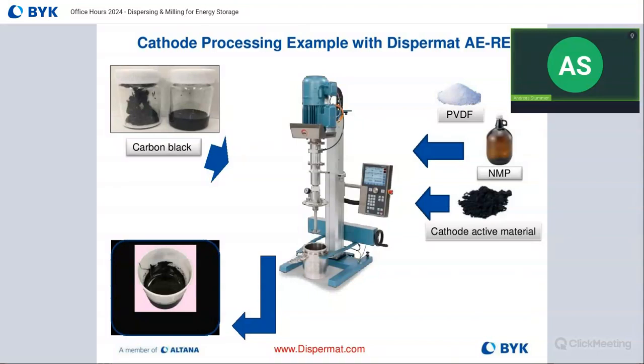Here's an example of an application where we did some cathode processing with the Dispermat AE. Obviously we add all these different ingredients, and this is a container that is jacketed. We also have a cover to allow you to purge with nitrogen or argon gas if that is required, more like in a dry environment, and remove any type of moisture. We did a really good job with that design, and it's very effective from a scalability point of view.